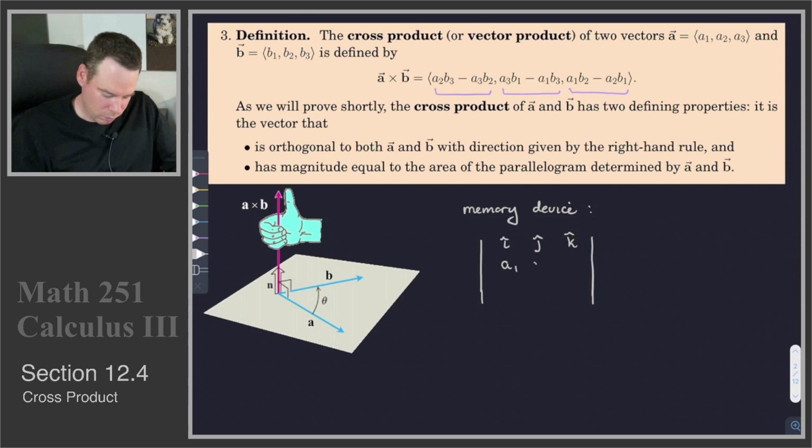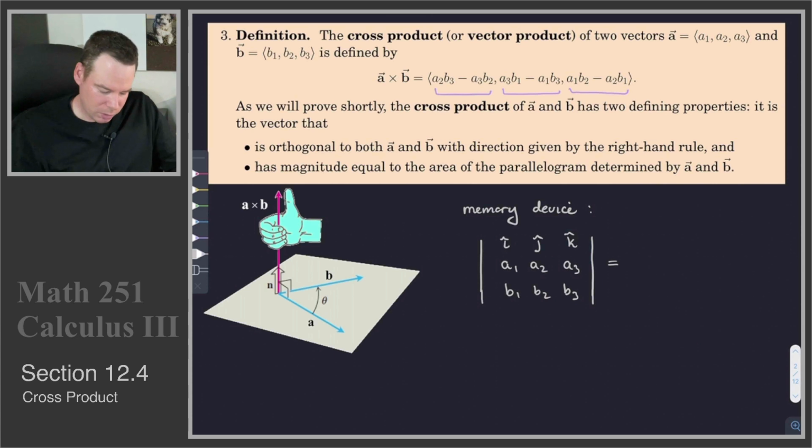The second row will be a1, a2, a3. The third row will be b1, b2, b3. And I've got these vertical bars around this because that means determinant. So how do we compute a determinant? This is something you will have seen in Math 232. If you haven't got there yet, you soon will see that in Math 232.